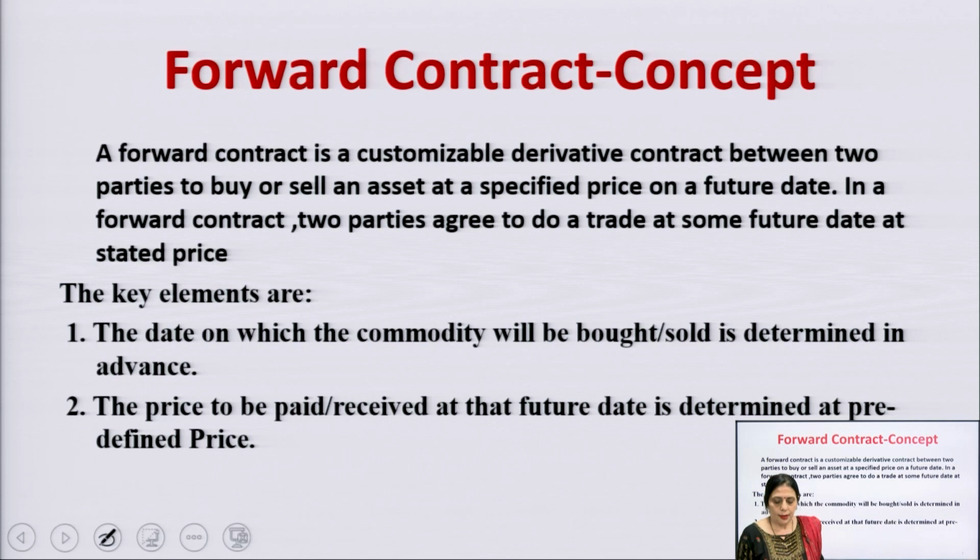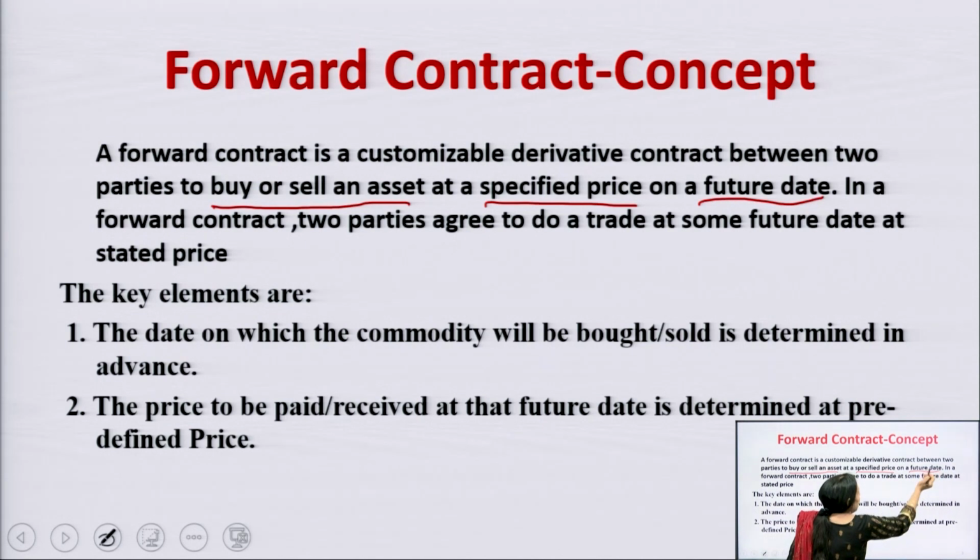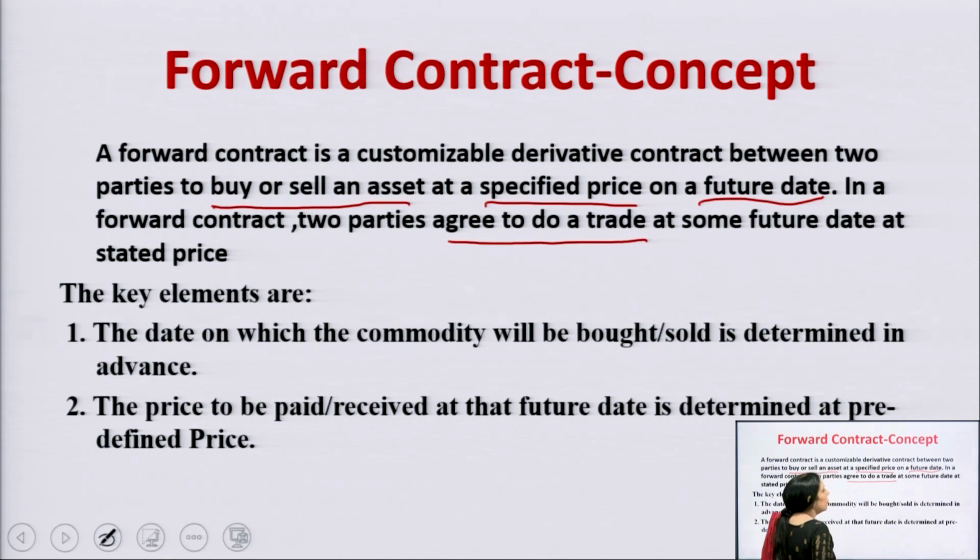In other words, a forward contract is a customized derivative contract between two parties, one is the buyer and the second one is the seller. They are going to buy or sell an asset at a specified price, the price which is defined in the contract, on a future date. The future date means the expiry date. They are going to do the trade at some future date at a stated price. The price is already defined in advance. I have already discussed this.